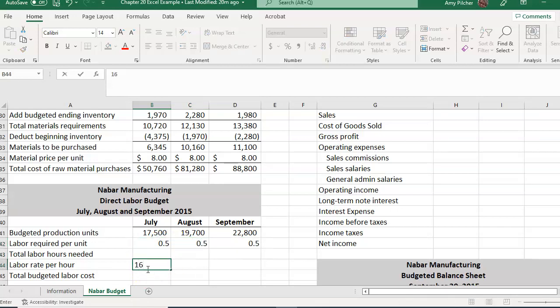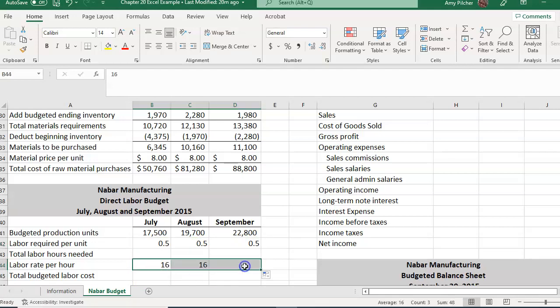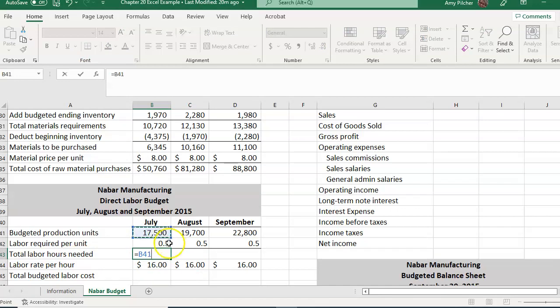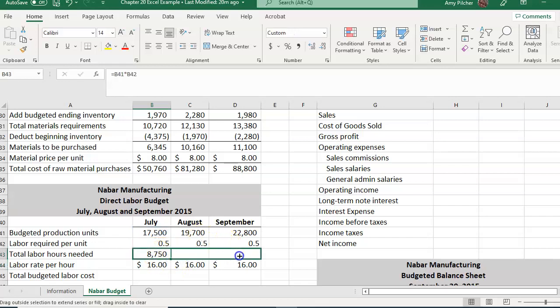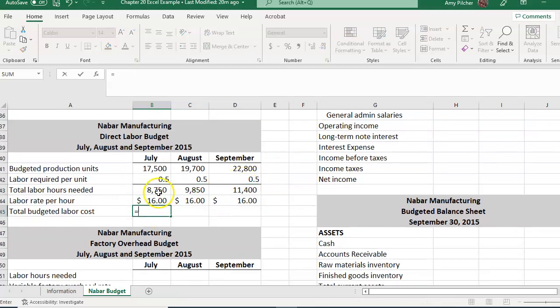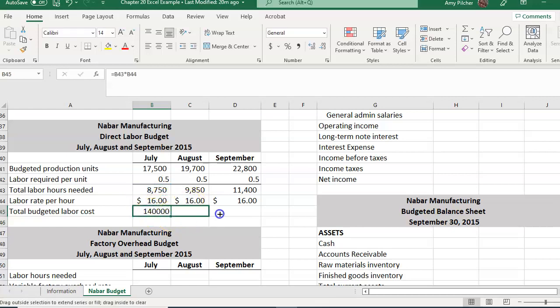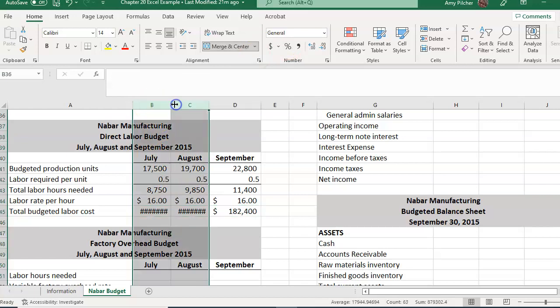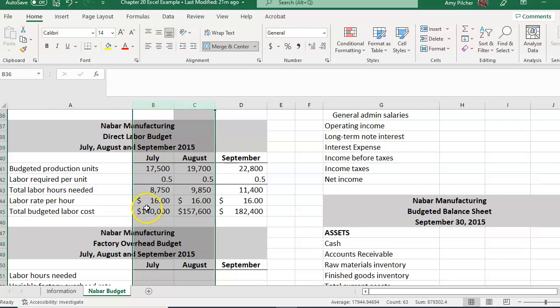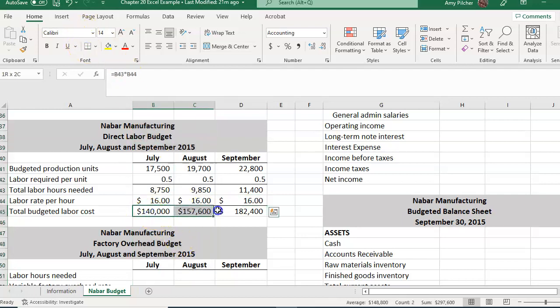And my labor rate is 16. Carry that across. Then I'm going to format that to be dollars. That way I can tell the difference between my units and my dollar amounts. So the total labor hours needed is the number of units times the labor required per unit. And then my budgeted labor cost is the total hours needed times my $16 per hour. And I'm going to need to make those two columns wider in order to see the numbers. So we'll do good formatting here.